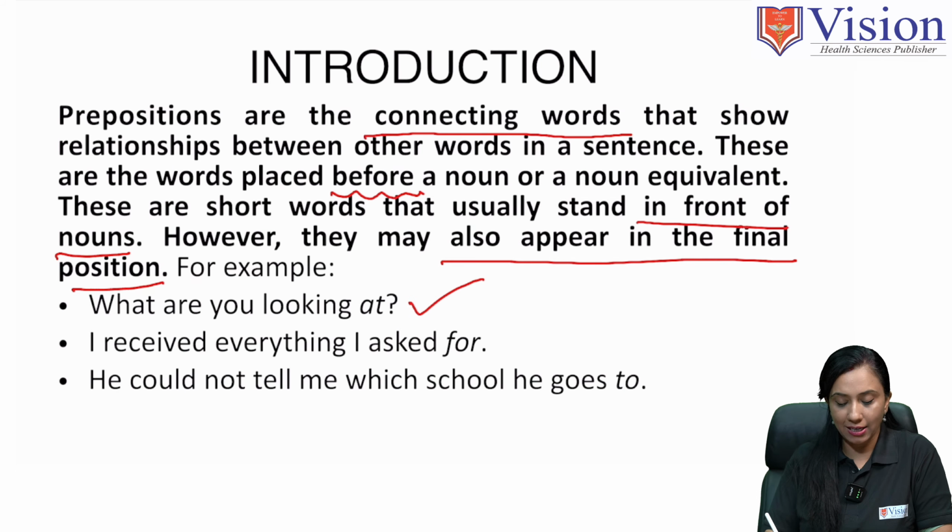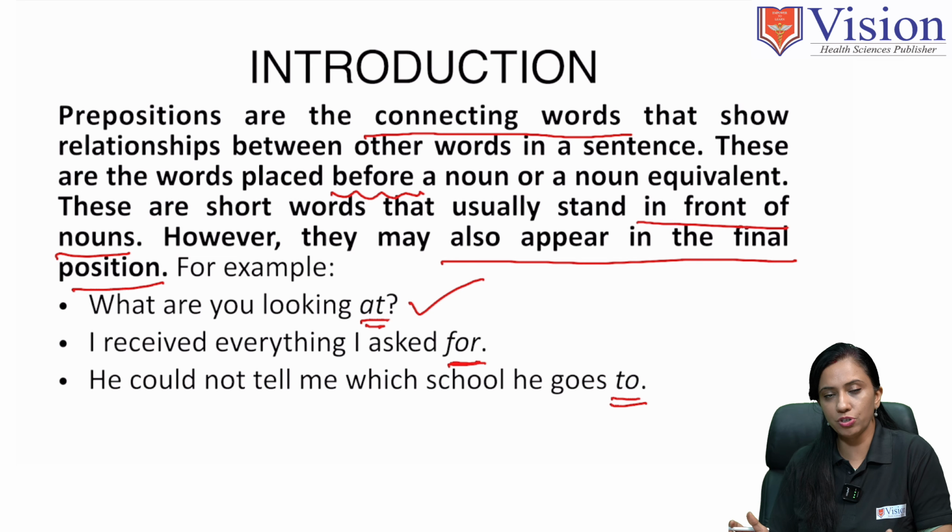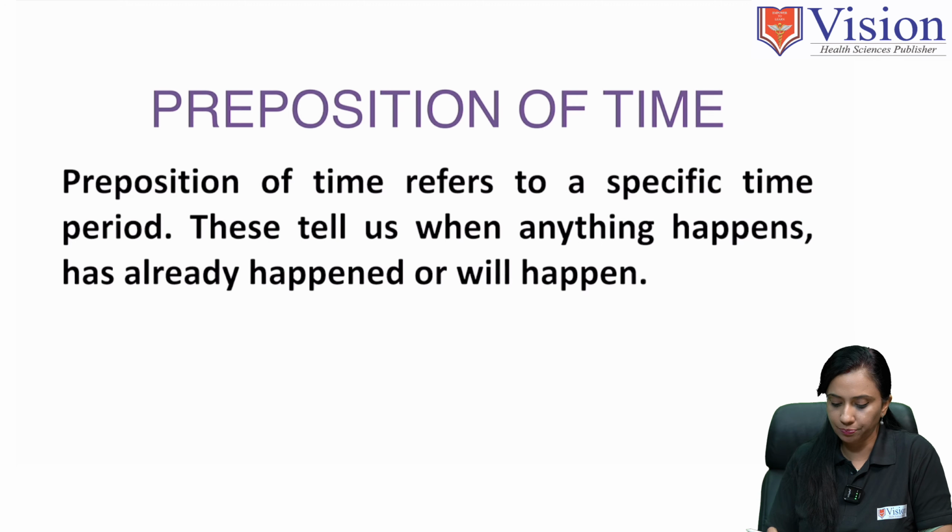What are you looking at? So this is the preposition. It is used at the end of the sentence. I received everything I asked for. He could not tell me which school he goes to. So the prepositions are connecting the sentence, but at the same time, they can be used at the end of the sentence also.